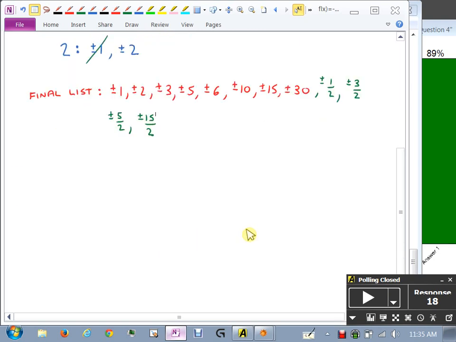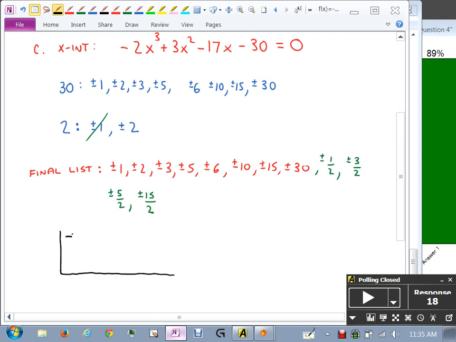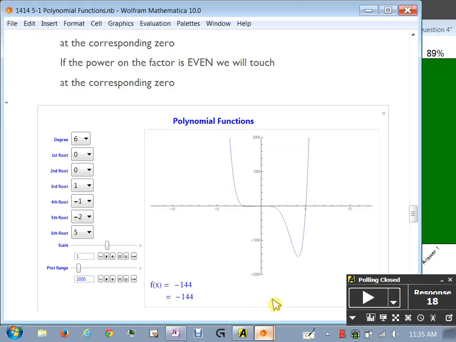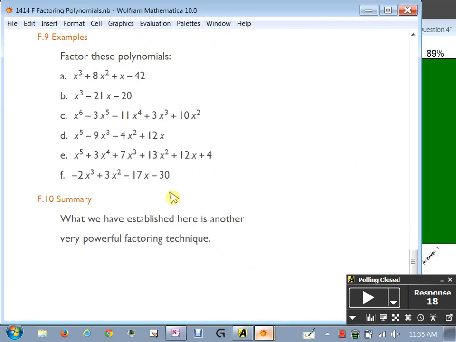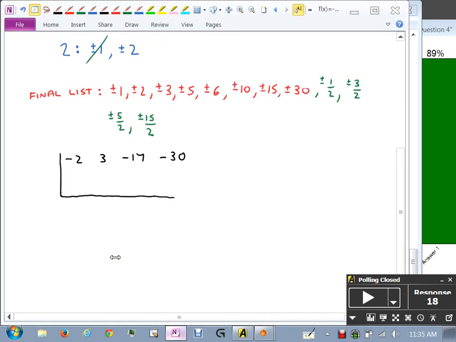Okay, let's begin. Synthetic division is our friend. -2, 3, -17, -30, right? No spaces in there? Are you going to have spaces on your homework? All right, start with 1.